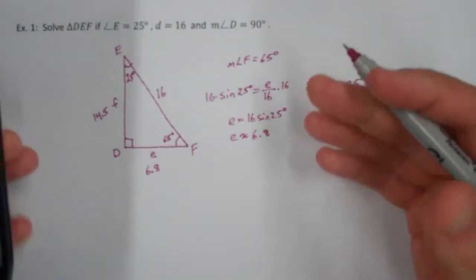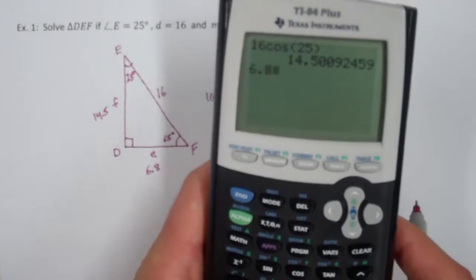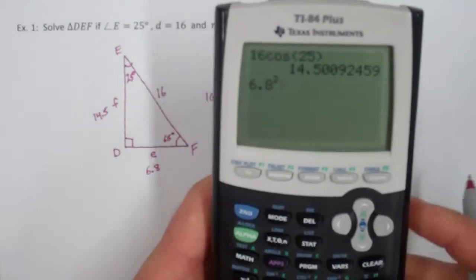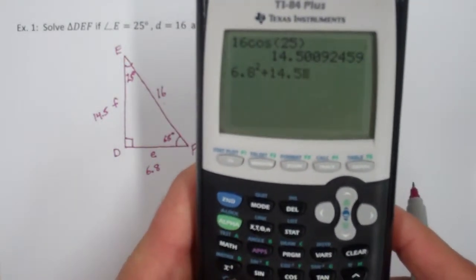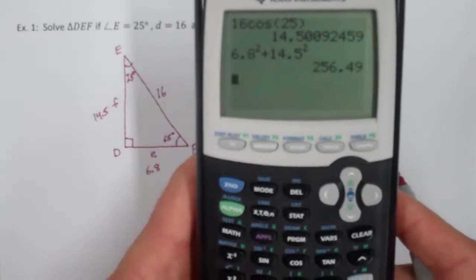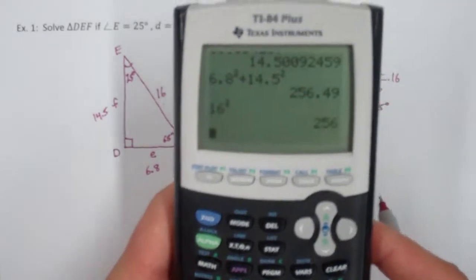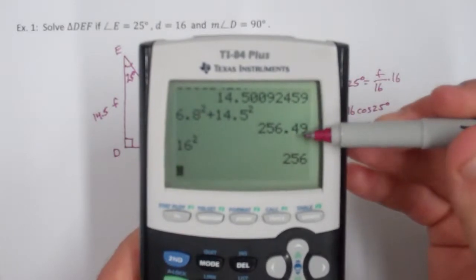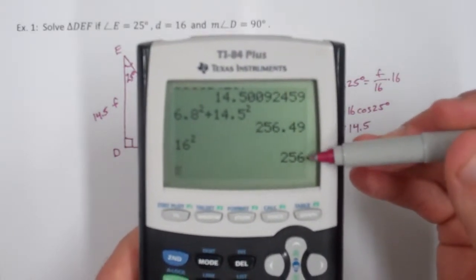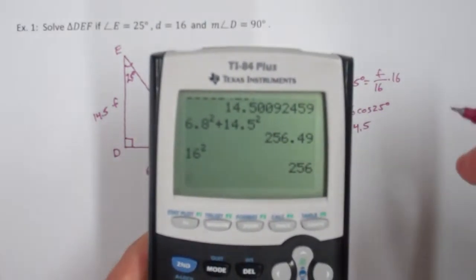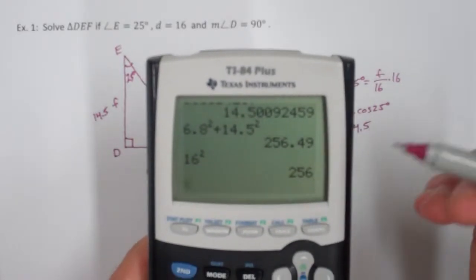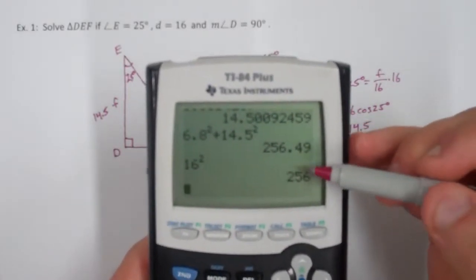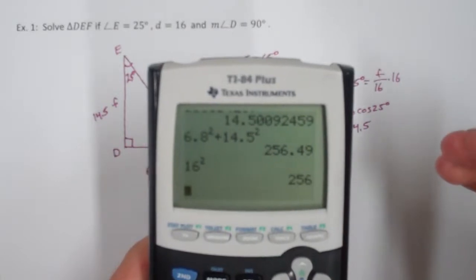We could also check our work by taking our rounded values, 6.8 squared and adding 14.5 squared, and hoping that that's something close to 16 squared. You can see here we got 256 and a little, and then 256. These are very close. They're only 0.49 off of each other, and the reason for that is because we rounded. So if these are very, very close, it's a good bet that you've done it correctly.